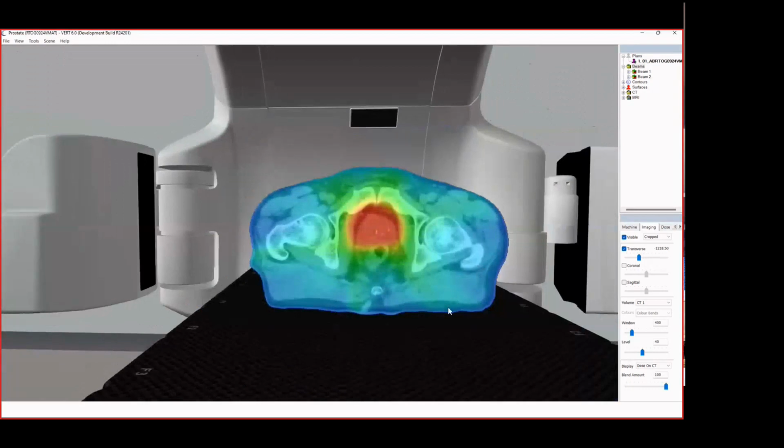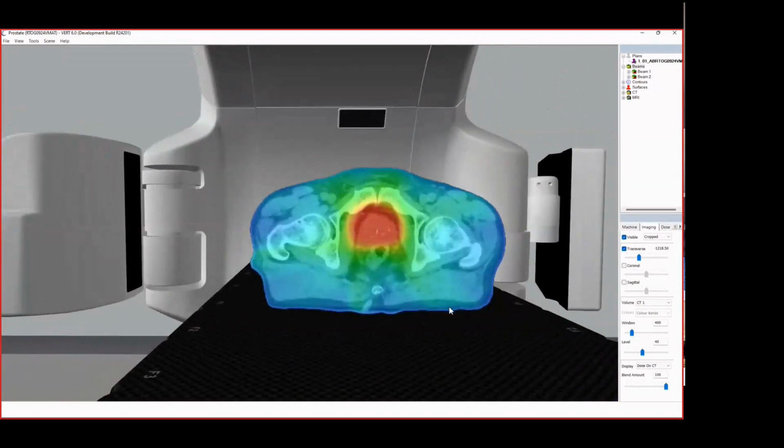And then this is another version of how we have the dose distribution mapped onto the 3D surfaces previously. This is just us putting that dose distribution onto the CT scan. It's just another way for the patient to be able to visualize what we're looking at.